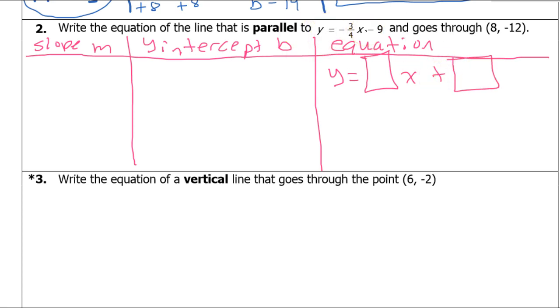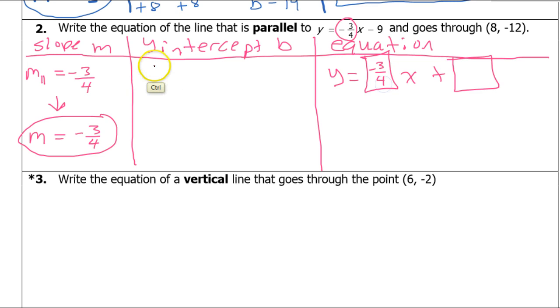Now, they gave me the equation of a parallel line. Parallel lines have the same slope. So that means I can use the slope that they gave me. So the parallel line has slope, I'll say m parallel, negative 3 over 4. So that means that the slope that I'm going to actually use is negative 3 over 4, because parallel lines have the same slope. So I'm going to go ahead and put that right here.